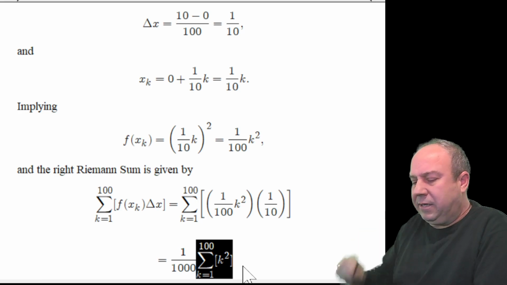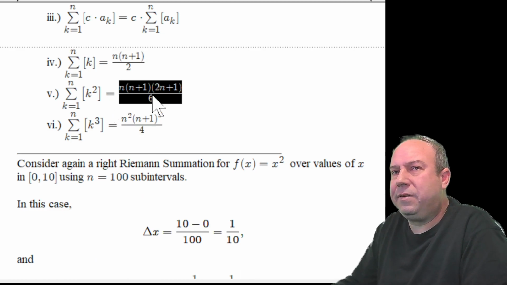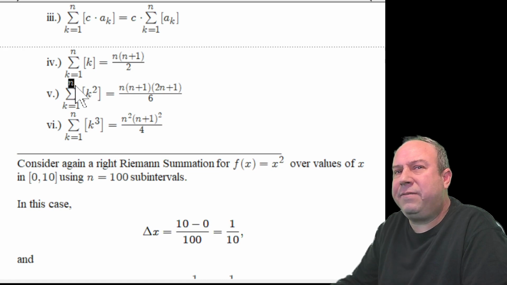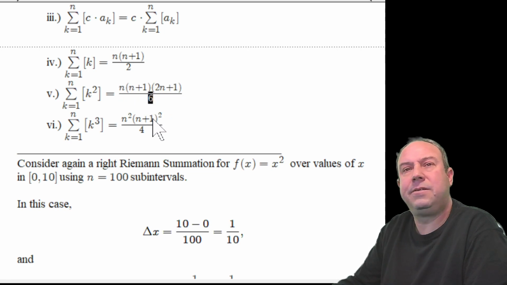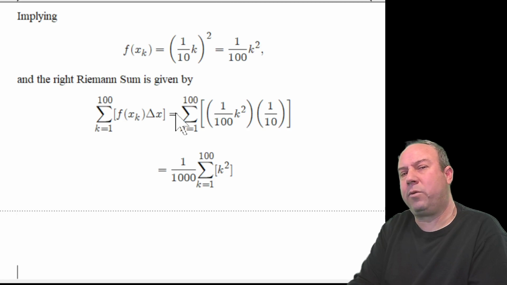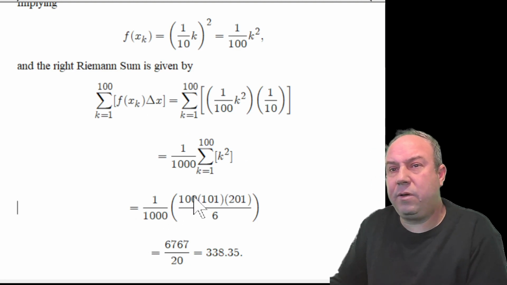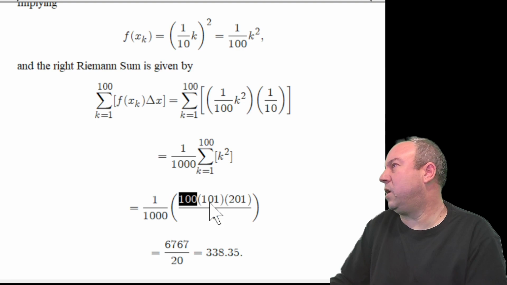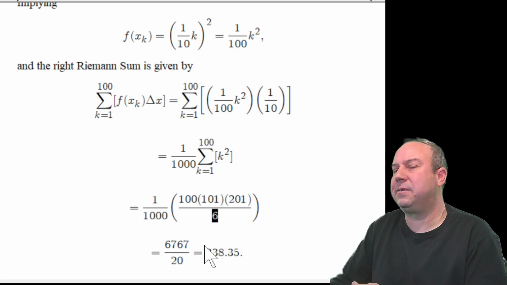What we would consider doing is using the formulation above that says if this n value is 100, then this is going to be 100 times 101 times 201, all divided by 6. All right. So if we bring that formulation into the picture, this is going to be 1/1000th of 100 times n plus 1, 101, times 2 times 100 plus 1, 201, all divided by 6.